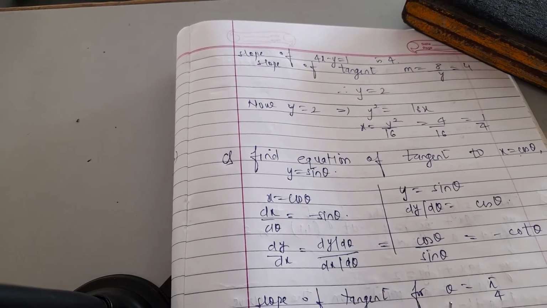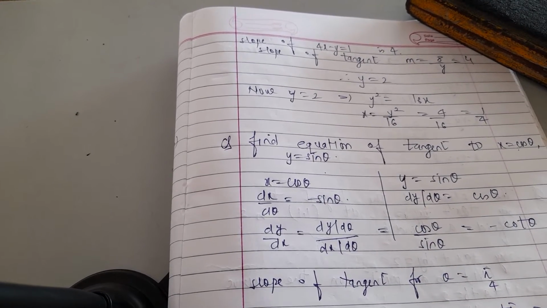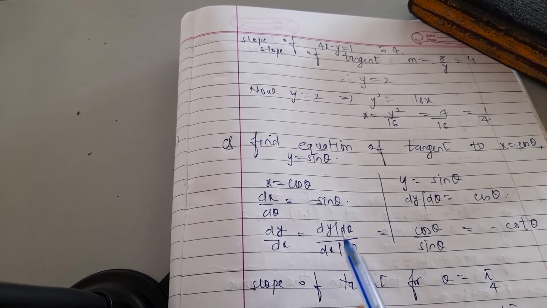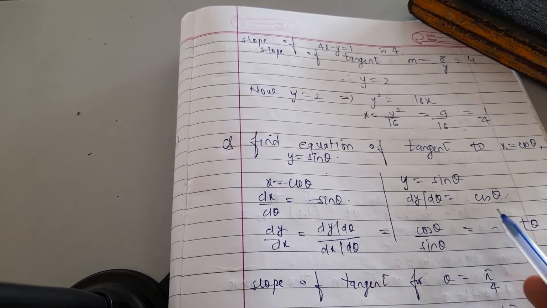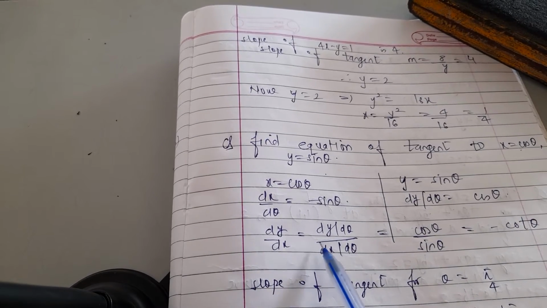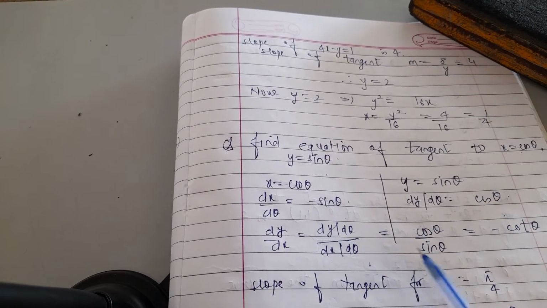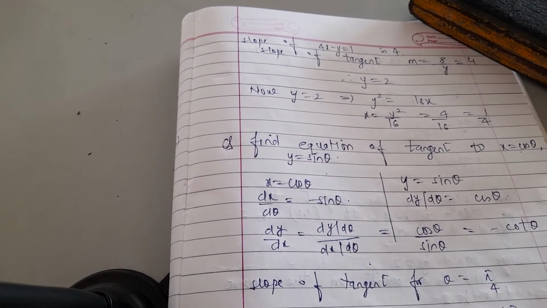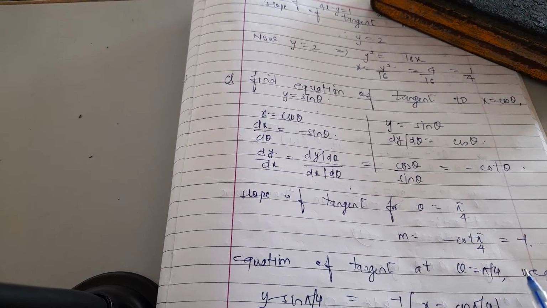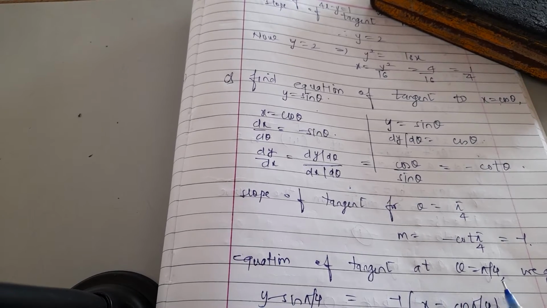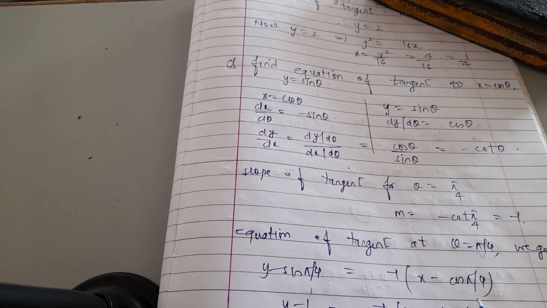Next question is find the equation of the tangent to x equal to cos theta, y equal to sin theta. Differentiating these two with respect to theta, we get dx by d theta equal to minus sin theta and y as sin theta, that is dy by d theta equal to cos theta. dy by dx is what? It is dy by d theta upon dx by d theta, that is cos theta upon minus sin theta gives minus cot theta. Now the slope of tangent for theta equal to pi by 4, we get m value as minus 1.